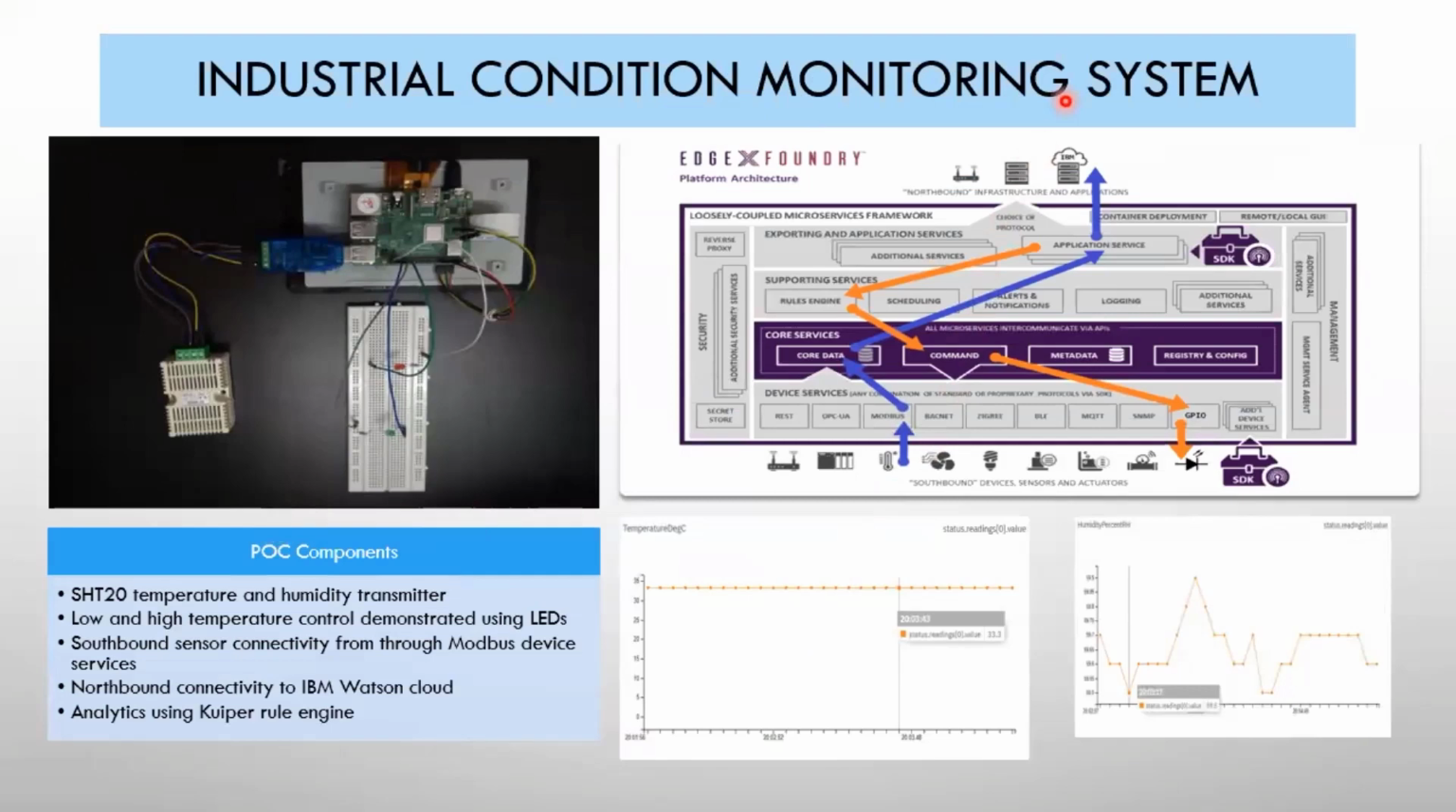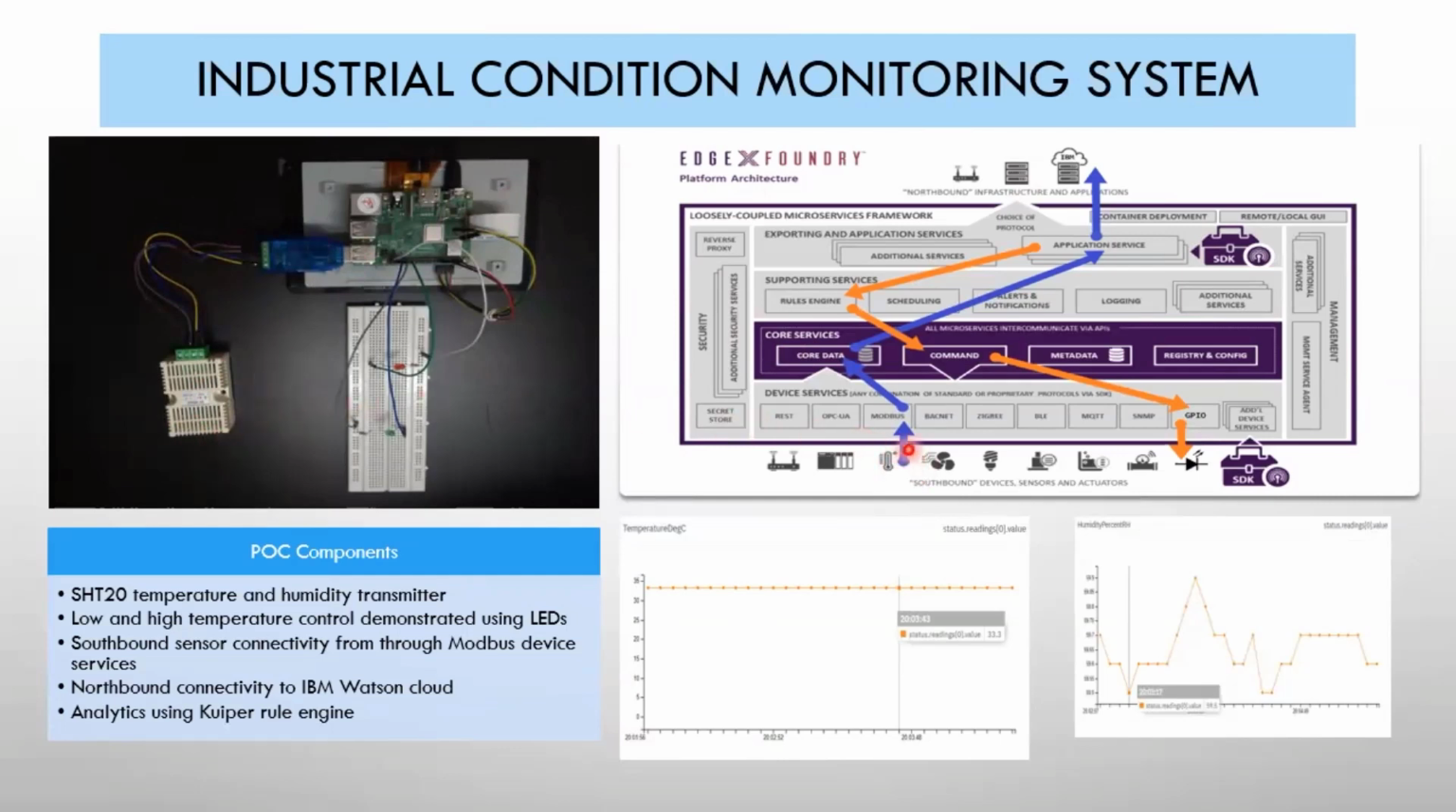As you see here, this is our first POC. This was done for one of our industrial customers. We used EdgeX to emulate an industrial condition monitoring system. We took a Raspberry Pi and deployed EdgeX on it, and we used an SHT20 temperature and humidity sensor. We connected this sensor through Modbus. We used the Modbus device service, and this is on the southbound side.